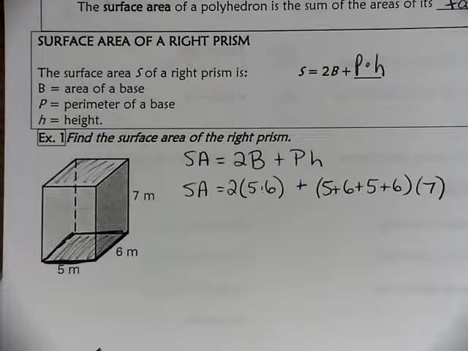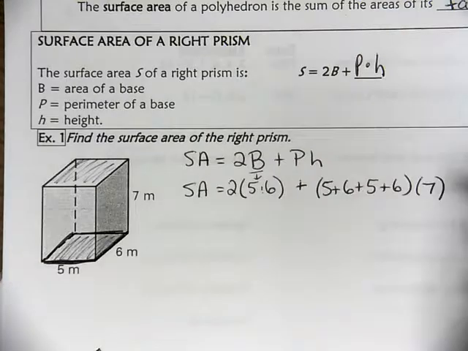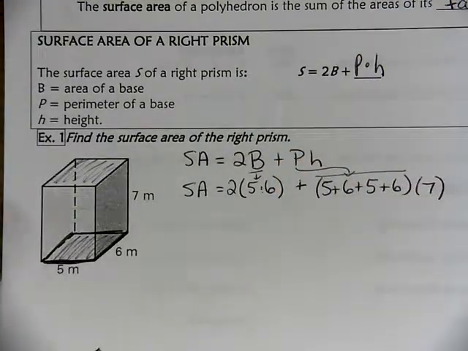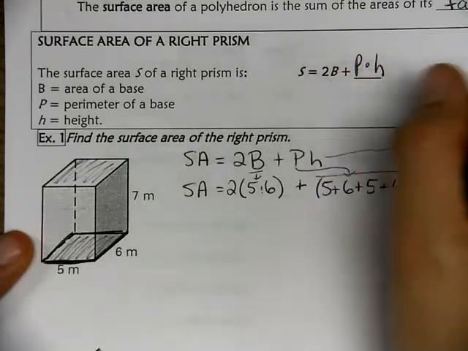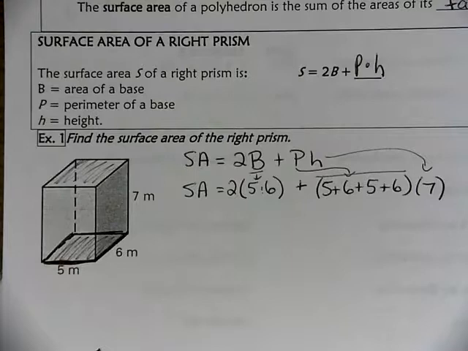Okay, the reason that you're going to have a partner on this quiz next week is because this can be kind of tricky. So now it's just simple math. Okay, the setting up is the problem. So the capital B was 5 times 6. Capital P was this whole thing. And then this was the height. I'm only showing you 5 plus 6 plus 5 plus 6 because it's notes, so you get the idea that you got to add up all 4 sides.